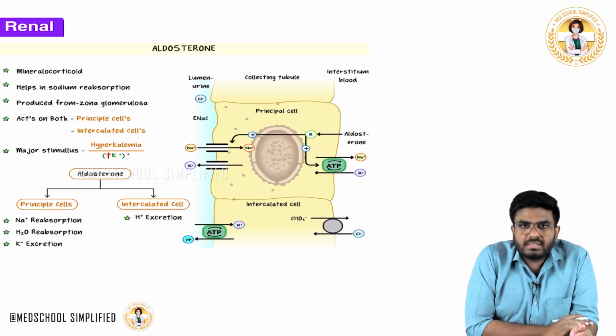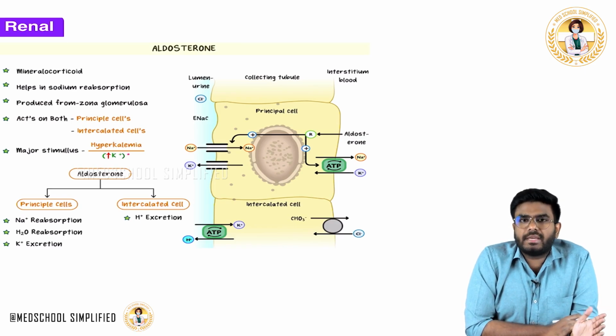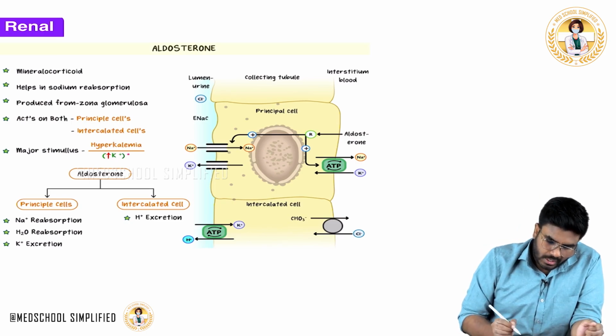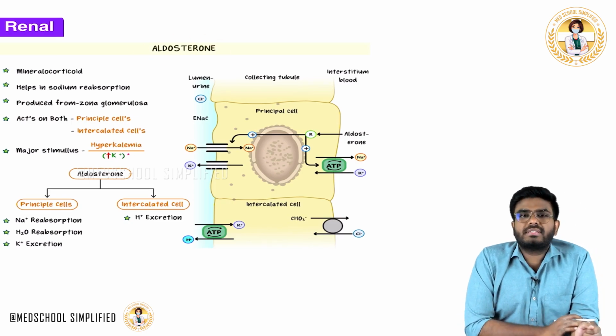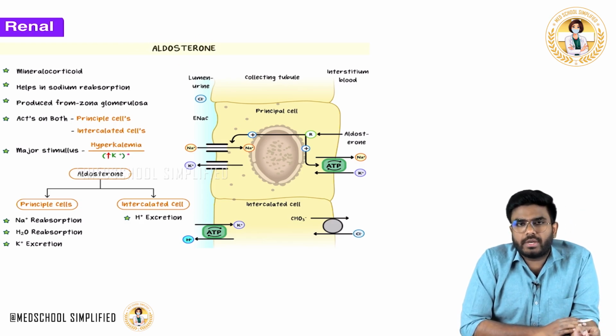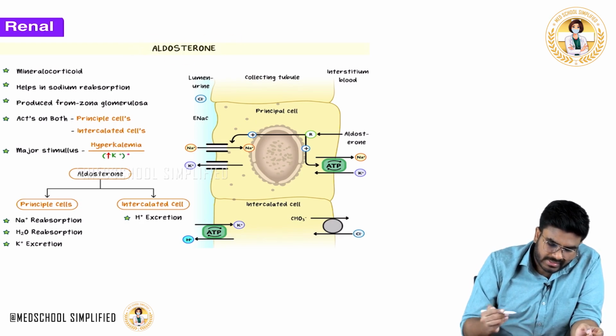Now, after this, let's start with the topic of aldosterone, and we'll go one by one. First aldosterone, later antidiuretic hormone, and related clinical disorders we will see. Now, aldosterone. The first point is that aldosterone is an example of a mineralocorticoid.